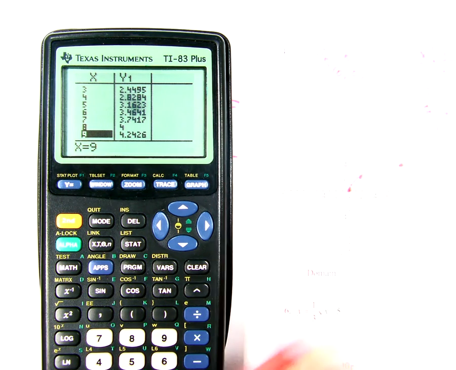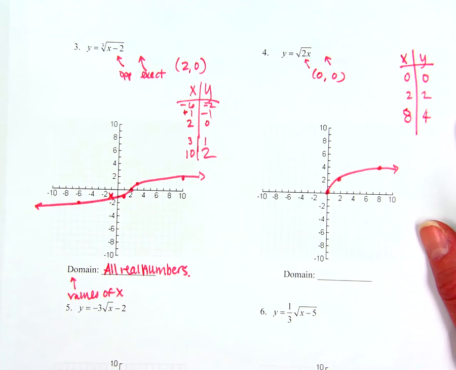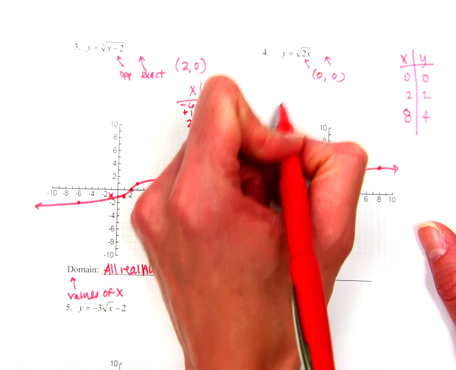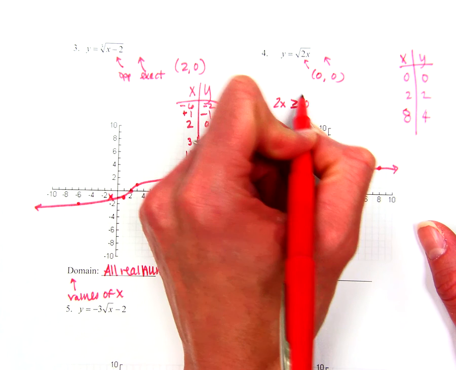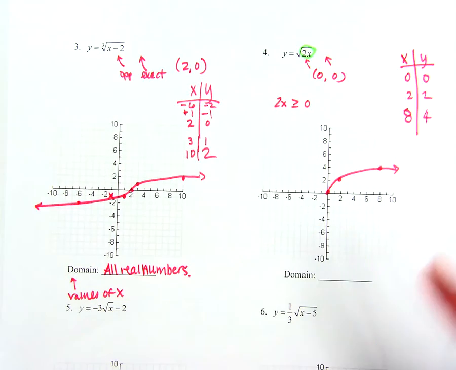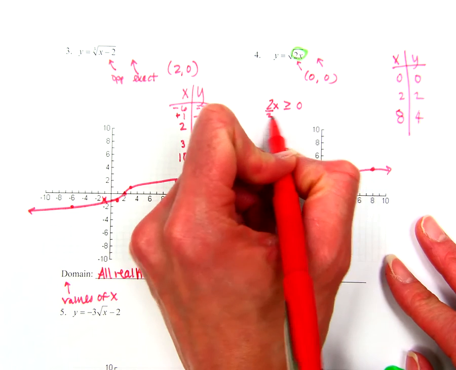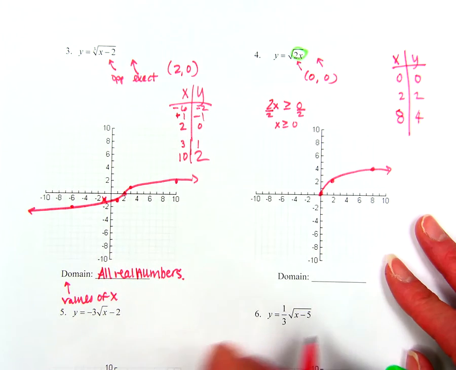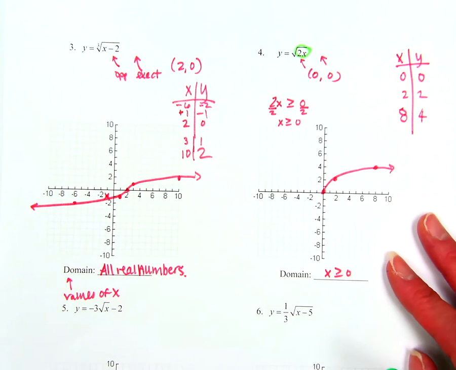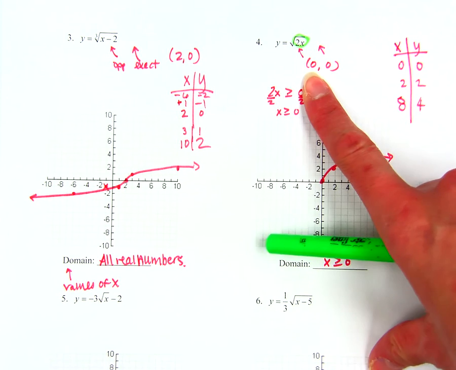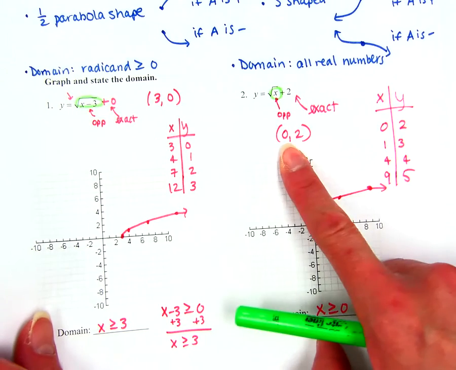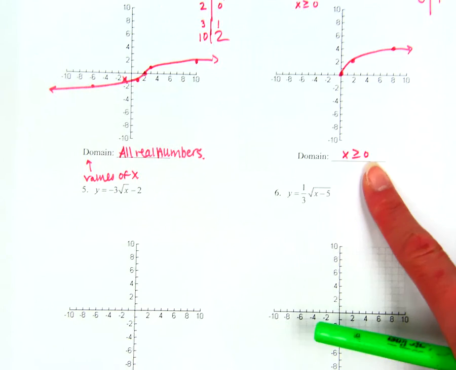Alright, so we've got our half of a parabola opening upwards. And our domain is that 2x has to be greater than or equal to 0. So that's my radicand. Notice I didn't have to do that in the cube root problem. You only have to do that for square roots. So to solve for x, I get x has to be greater than or equal to 0. Also notice that it's always been the x coordinate of our starting point. This was 3, so my domain was greater than or equal to 3. Here this was 0, so my domain was greater than or equal to 0. This is 0, so my domain is greater than or equal to 0.